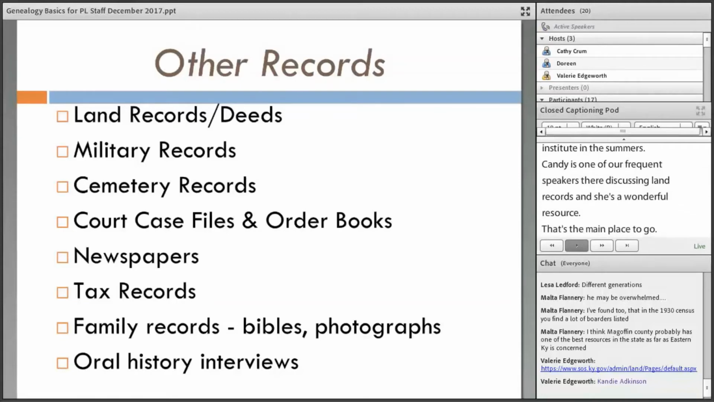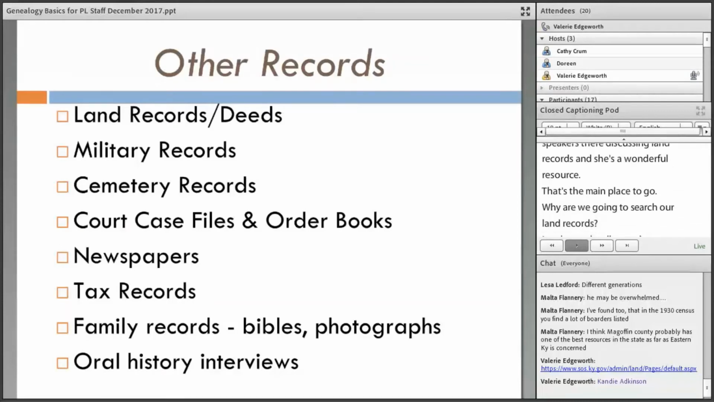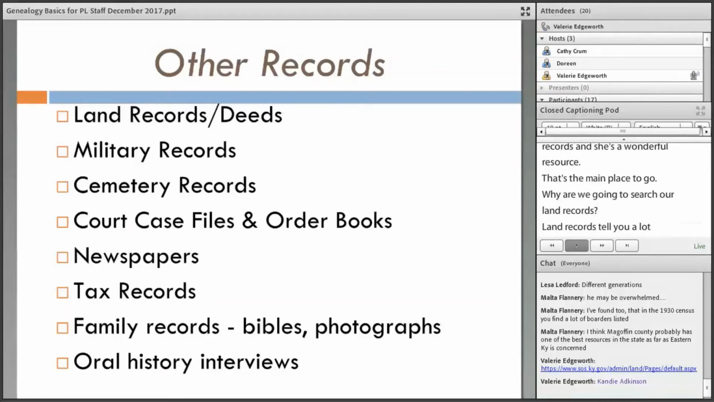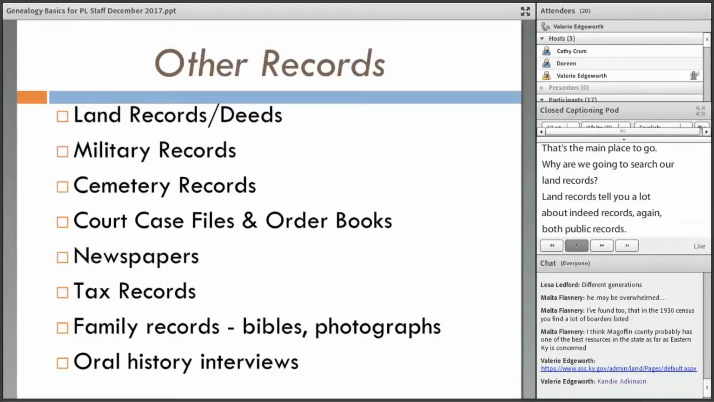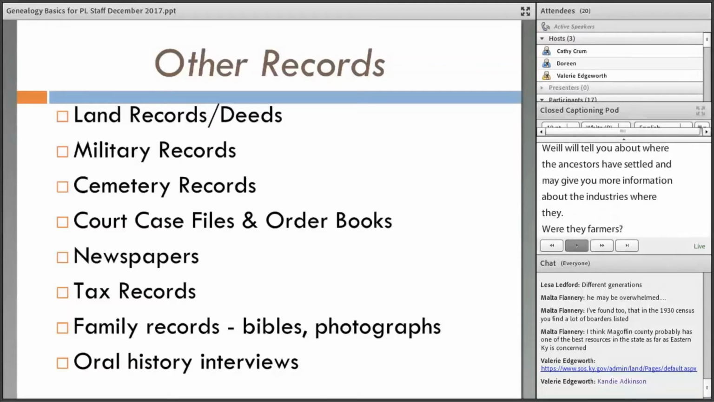Why are we going to search our land records? Land records will tell you a lot about, again, public records, and will tell you about where your ancestors have settled. It may give you a little bit more information about the industries. Were they farmers? Were they industrial? How did they migrate? A lot of good information can be found in land records, and we have a whole separate webinar just on land records.